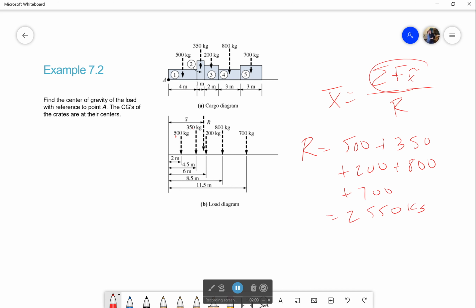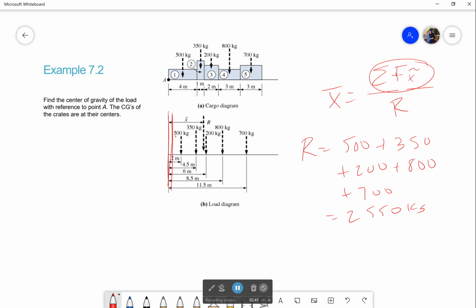Now the second part is the sum of the forces, in this case the masses, times x bar. I'll go ahead and write over here because it's going to be a lot of writing. Now remember, this is always to their individual points. So it's 2 meters for this first one, 4.5 for the second, 6 for the third, all the way down. We have to look at where their centroid is from the same point. If you measure from different points, it doesn't work. You have to measure it from the same point.